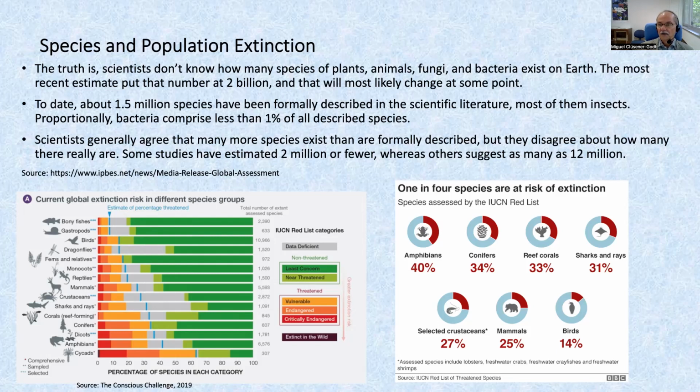Important is when you see on the right side, the IUCN Red List of Extinction on the known species that we have. 40% of amphibians. Red list means threatened by extinction. 34% of conifers, I mean pine trees and so on. 33% of corals. A third of sharks and rays. On crustaceans, almost a third. Mammals, a quarter. And birds, 14%. I mean, these are hard figures, really hard figures.